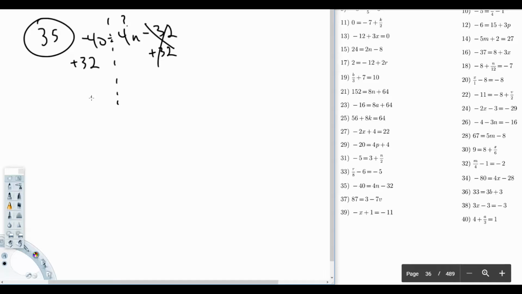Minus 40 plus 32 equals minus 8, actually. Equals 4n. 4n is really 4 times n. If we divide both sides by 4, we're left with n. And negative 8 divided by 4 equals negative 2.